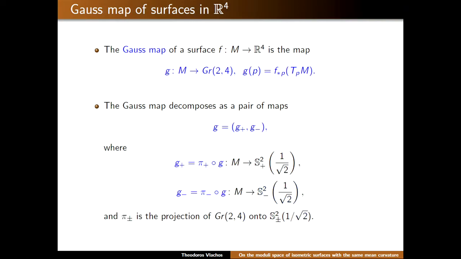Then the Gauss map of the surface is, by definition, the map that at each point assigns the tangent plane to the surface. And in fact, using the identification of the Grassmannian with the product of two spheres, one may view the Gauss map as the pair of these maps from the surface into the spheres.